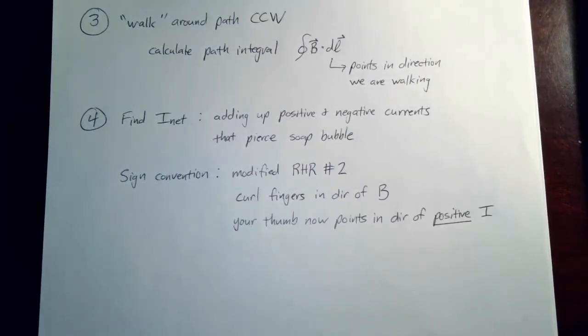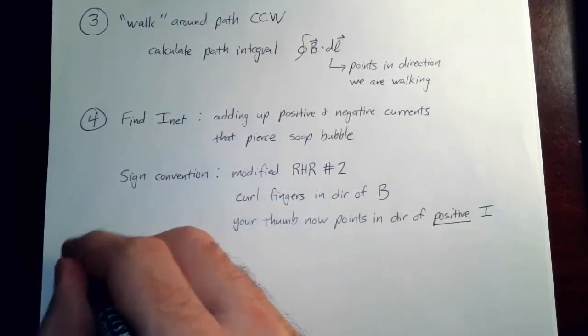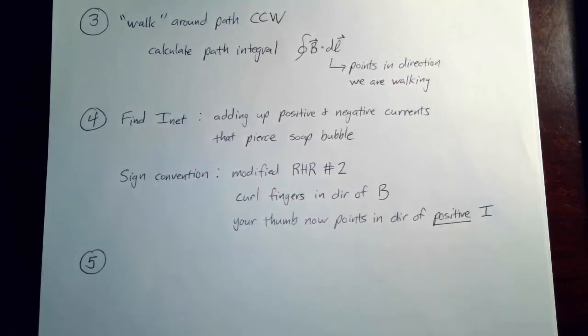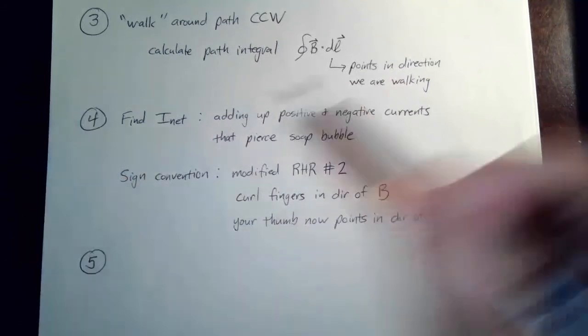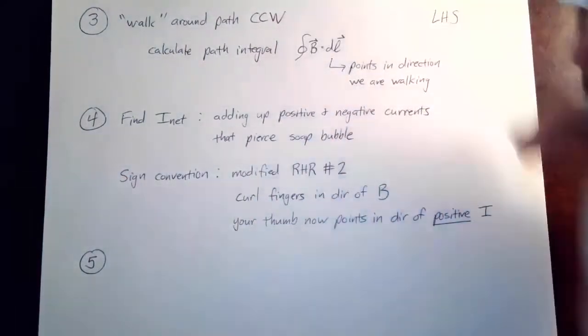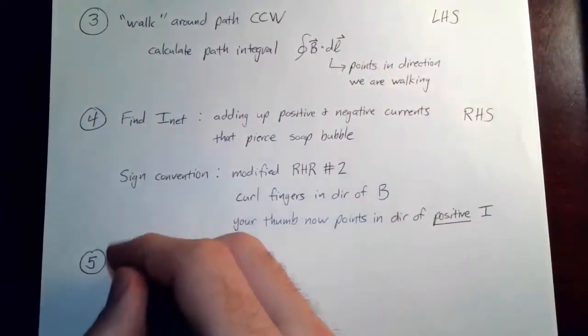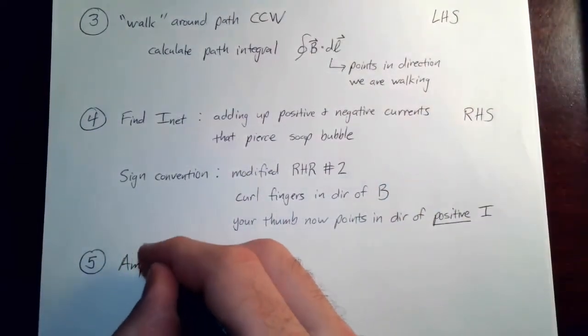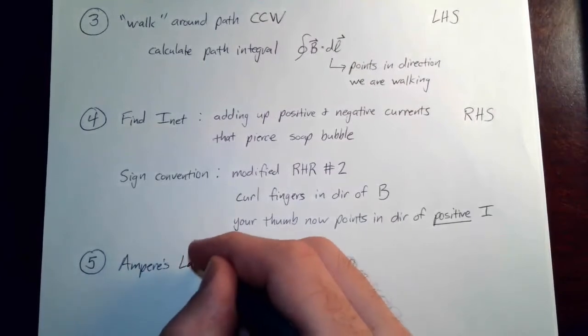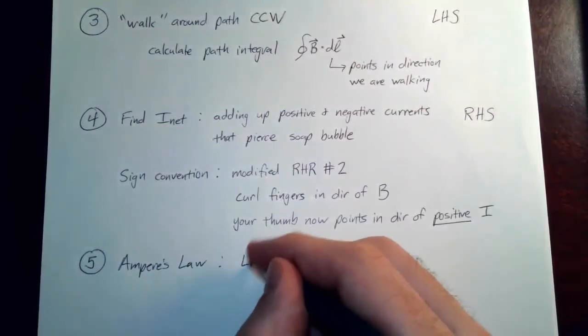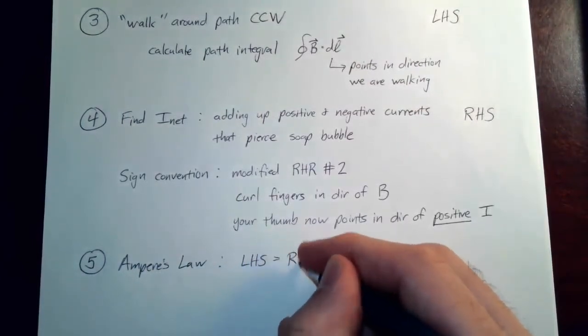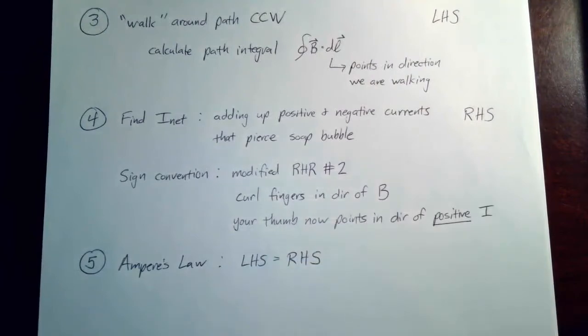Okay, and once we've done that, we've calculated the left-hand side, we've calculated the right-hand side. The left-hand side was calculated in step 3. The right-hand side was calculated in step 4. And now we plug those into Ampere's law by equating left-hand side and right-hand side, and then solve for the unknown. And typically the unknown is going to be B, but it doesn't have to be.